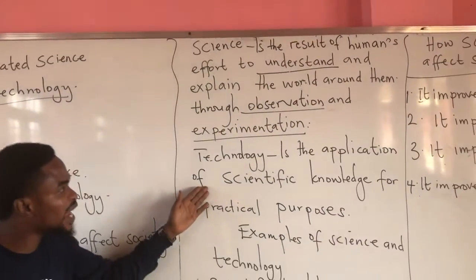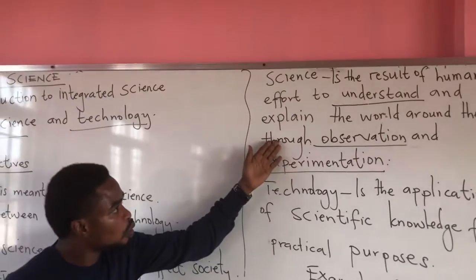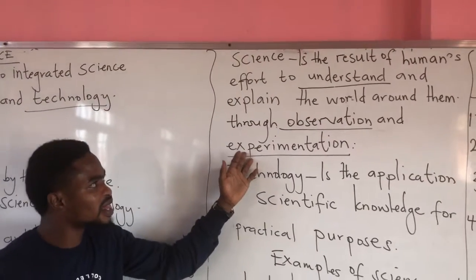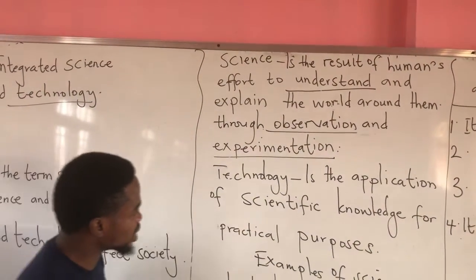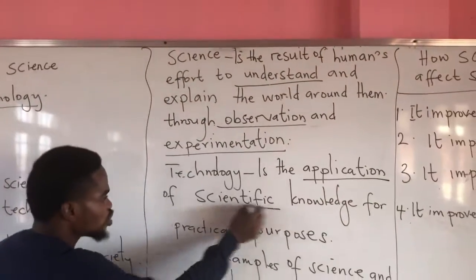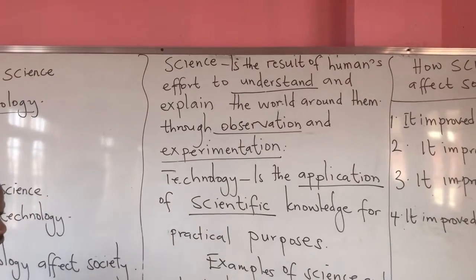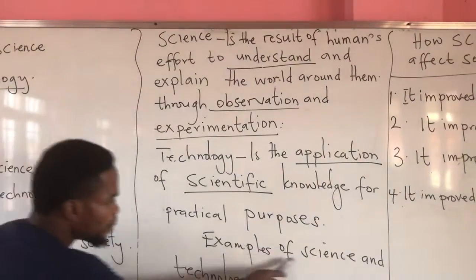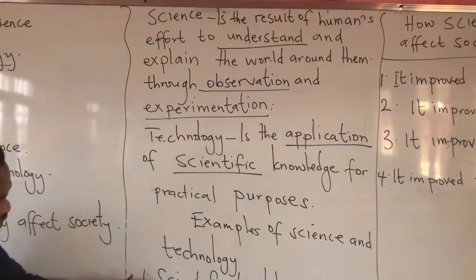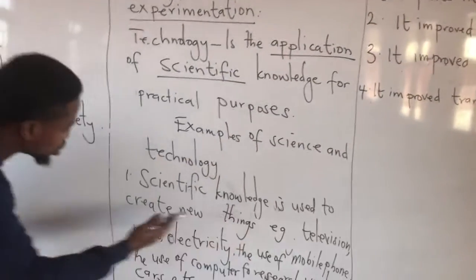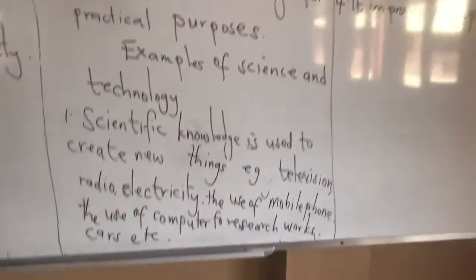So to apply what you observe, what you experience, is what you call science, and the technology is what? Application. You might have to apply what you've learned. Now let us look at some few examples of science and technology. We say scientific knowledge is used to create new things.